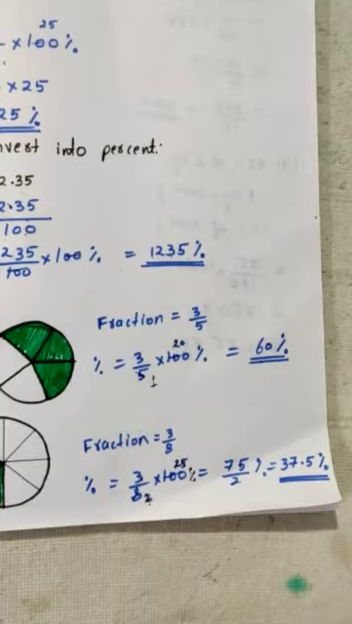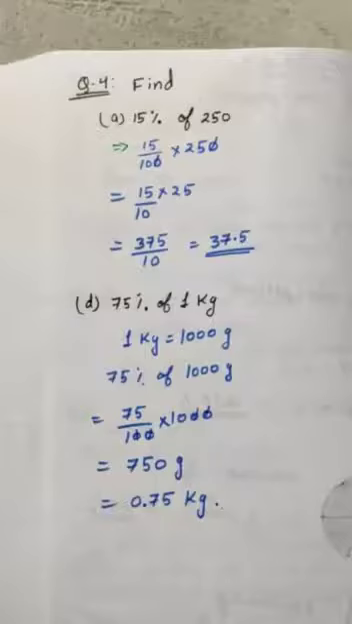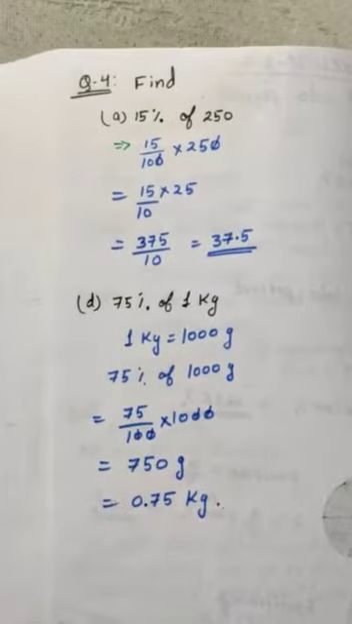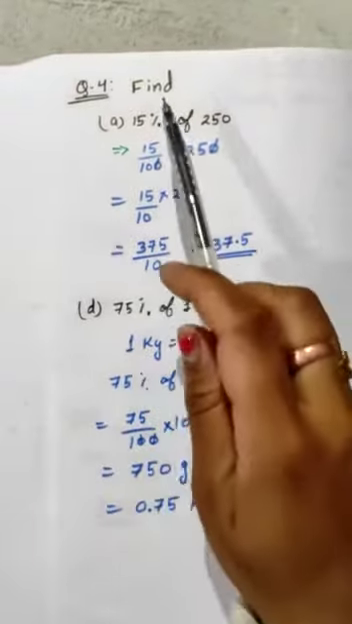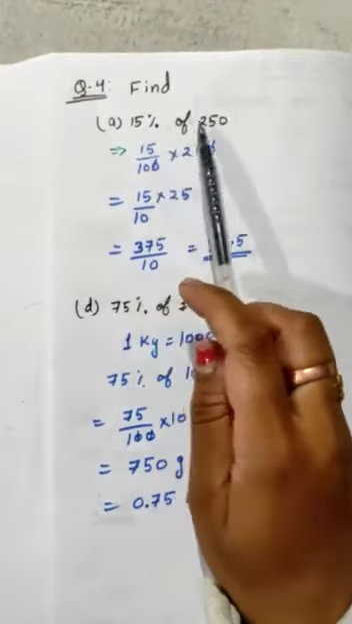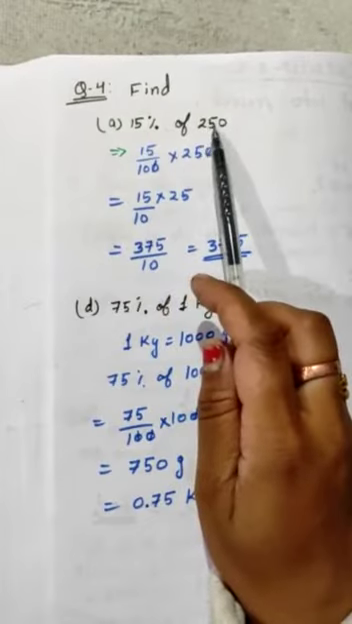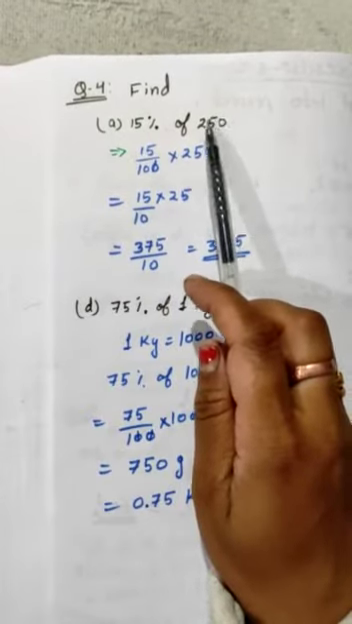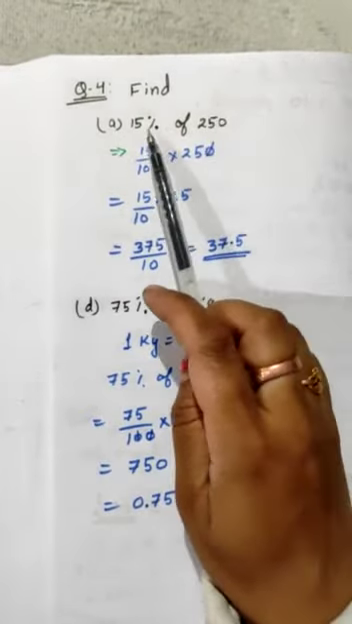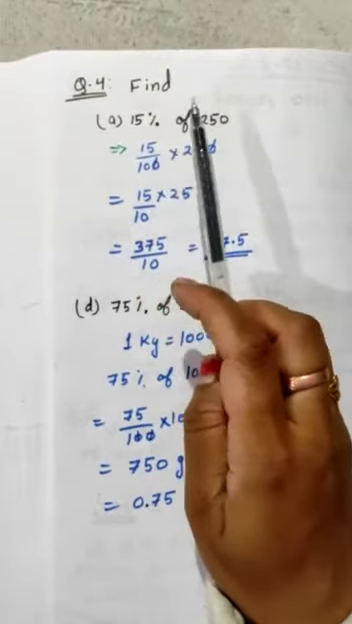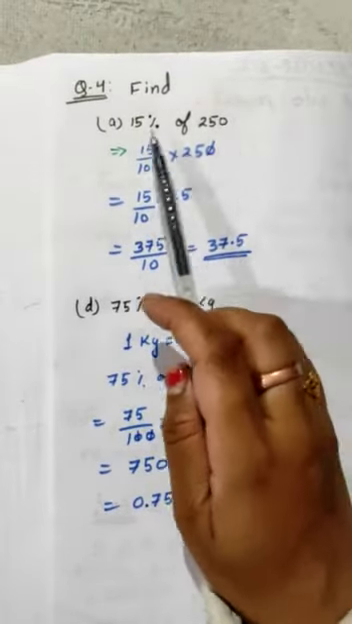Now we'll see the next question. Question number 4 is again a simple question where you have to find 15% of 250. 250 can be anything, it can be money or anything. What is 15% of 250? This you have to calculate.